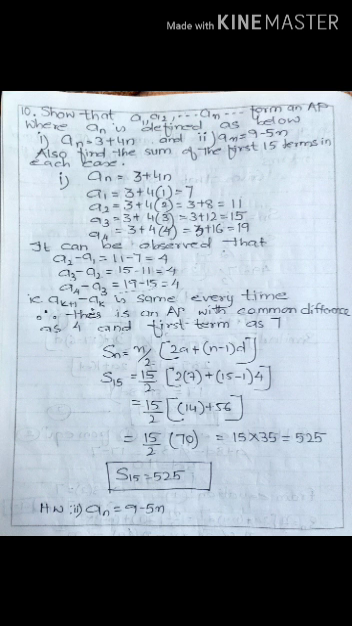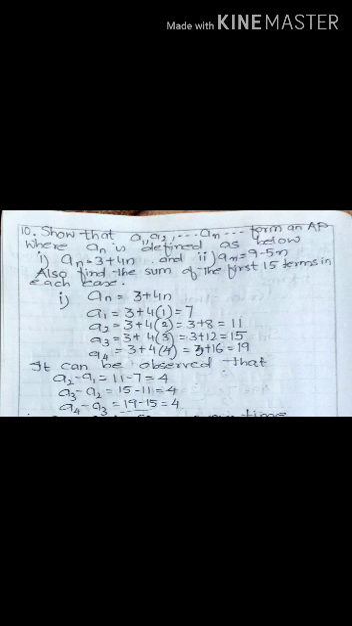Tenth sum. Show that a1, a2, ..., an forms an AP where an is defined as below. First one, an equals 3 plus 4n, and the second one, an equals 9 plus 5n. I'm doing the first one. The second one, you try it as homework. Also find the sum of the first 15 terms in each case. I'm taking the first one, an equals 3 plus 4n.